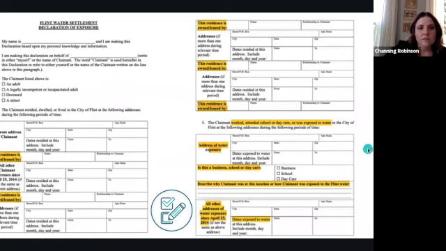So this is the sample of the declaration of exposure form. Beth, I'm just going to pull up my notes quickly because I cannot see it very well.